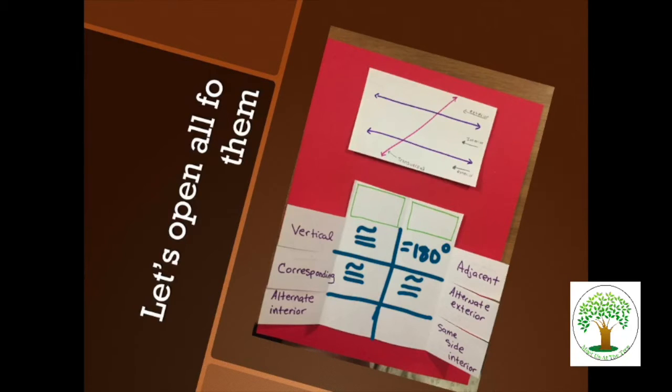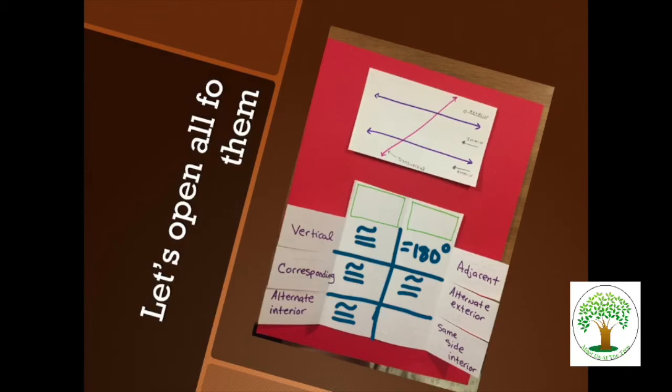All right. So, Heidi, when we move across, can you go to alternate interior for me? If two parallel lines are cut by a transversal, then the pairs of alternate interior angles are congruent. Congruent.